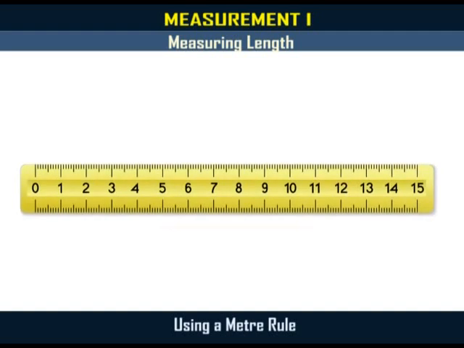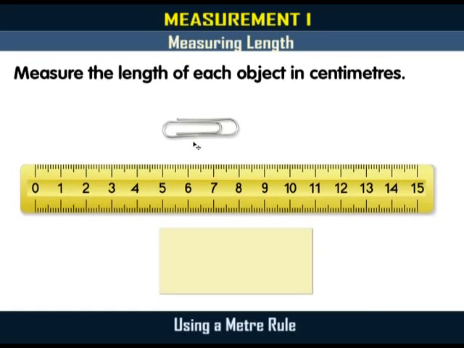Meter rules or half-meter rules are commonly used in physics. They are graduated in centimeters or millimeters. The item whose length is to be measured is aligned with its one end to the zero mark of the ruler.